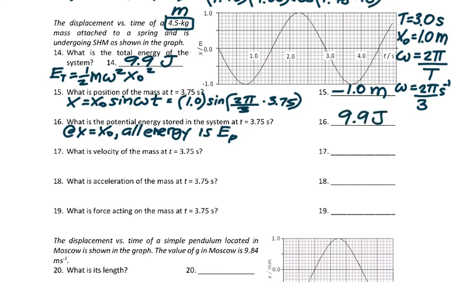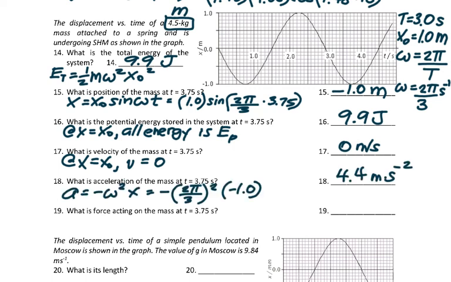And then at 17, it says what's the velocity at 3.75 seconds? I could use a velocity versus time expression, but again, I can see at 3.75 seconds that the particle is at maximum displacement. When at maximum displacement, the velocity is always 0. While the velocity is 0 at maximum displacement, the acceleration is at a maximum. But this I can actually calculate. And we wind up with a positive number of 4.4 meters per second squared.